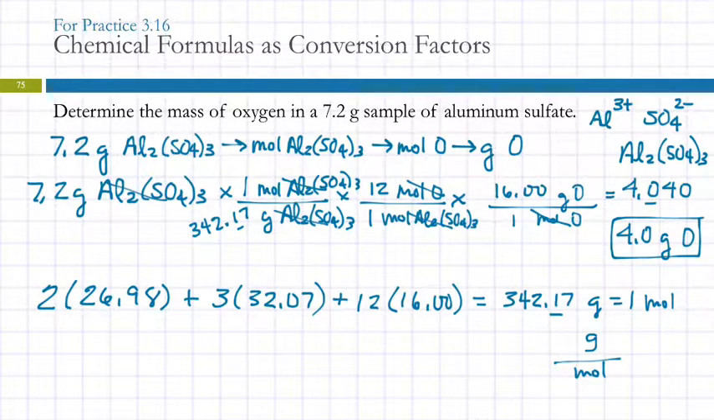Always ask yourself, is that answer reasonable? Well, how can we tell? Well, we've got 7.2 grams of the compound. The mass of oxygen must be less than the mass of the whole compound, right? So that doesn't prove that this is correct, but it's encouraging. If we ended up with 14 grams, that would be unreasonable and prompt us to examine our work. Any questions?